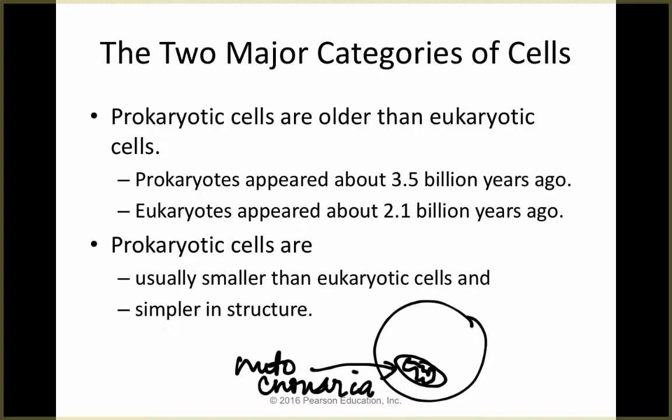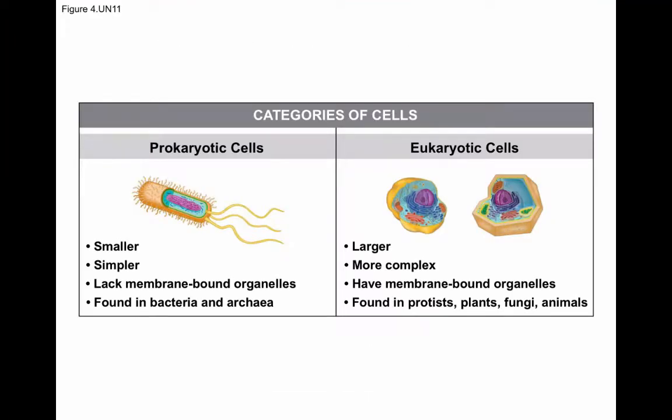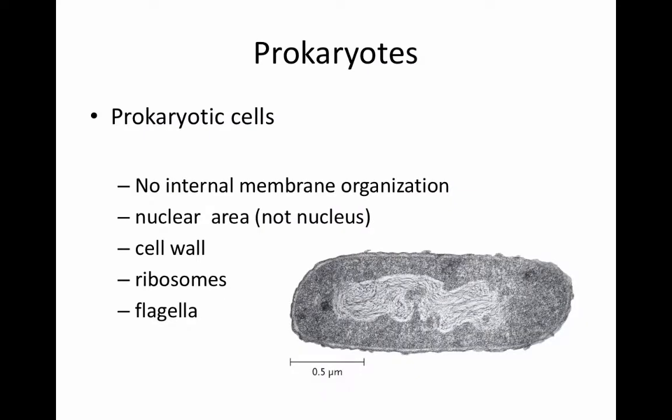And so it makes sense that prokaryotes came around a billion or so years before eukaryotic cells did. Like I said, prokaryotic cells are usually smaller than eukaryotic cells, and they are much more simplistic. And so essentially, when we talk about prokaryotes, like I said, they're going to be bacteria and archaea, and then eukaryotic cells are going to be protists, plants, fungi, and animal. So let's first look at prokaryotic cells.